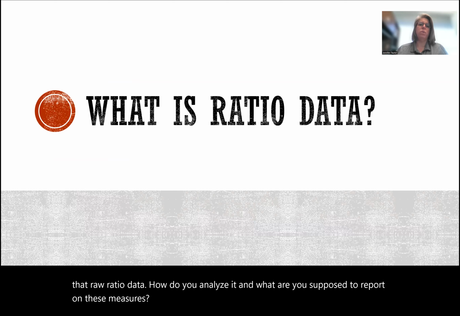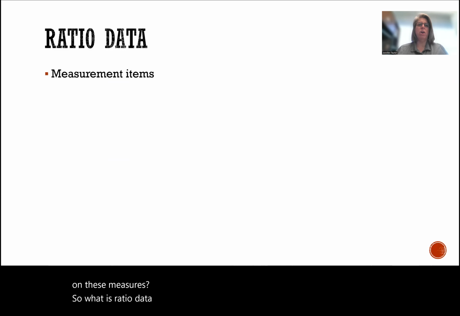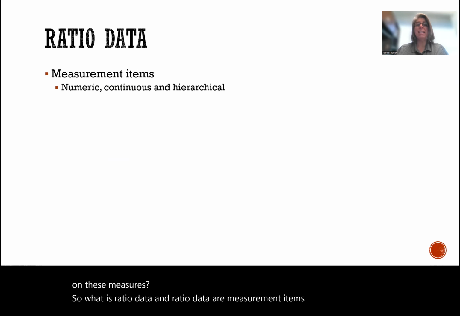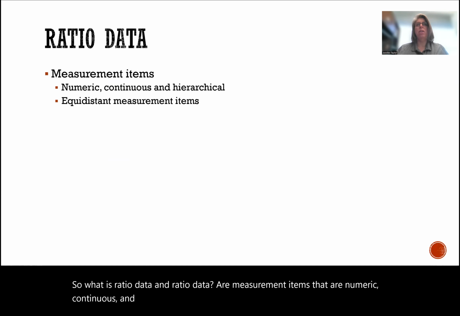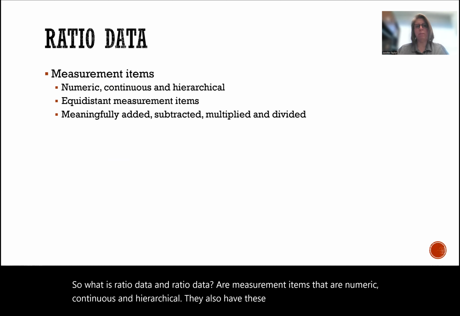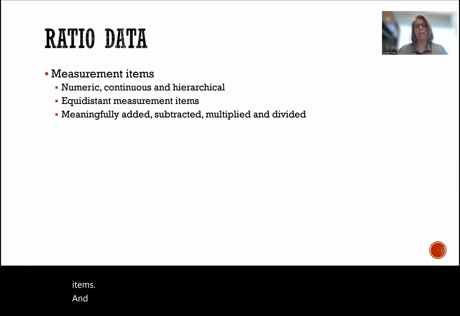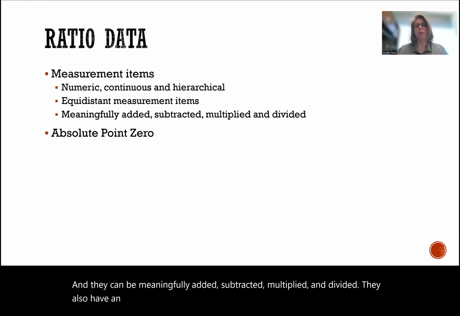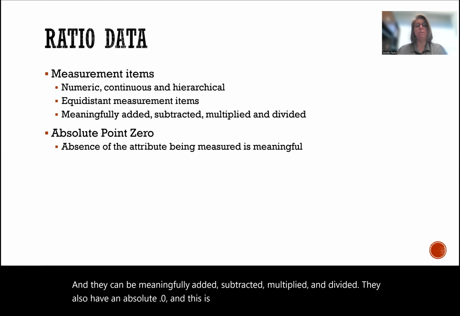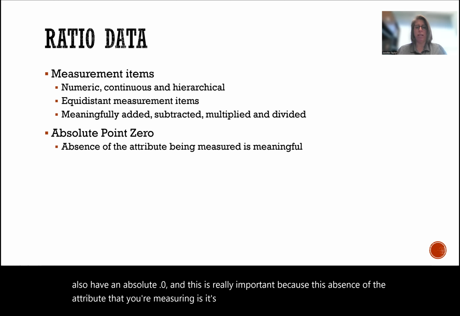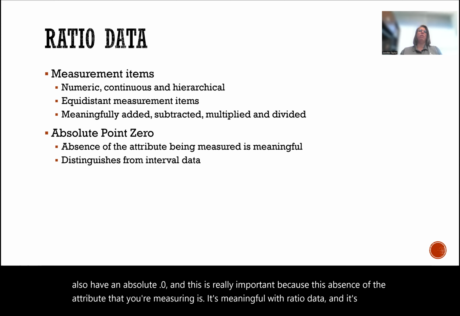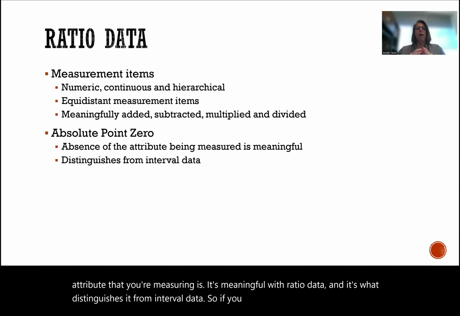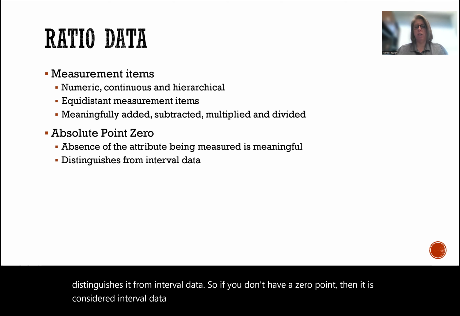So, what is ratio data? Ratio data are measurement items that are numeric, continuous, and hierarchical. They also have these equidistant measurement items, and they can be meaningfully added, subtracted, multiplied, and divided. They also have an absolute point zero. And this is really important because this absence of the attribute that you're measuring is meaningful with ratio data. And it's what distinguishes it from interval data. So if you don't have a 0 point, then it is considered interval data and not ratio data.